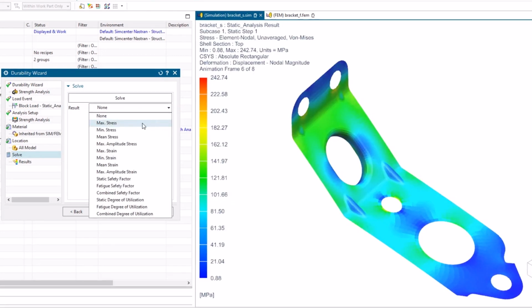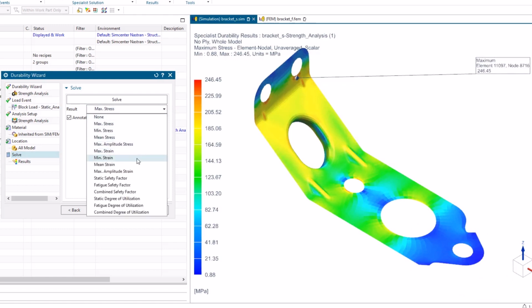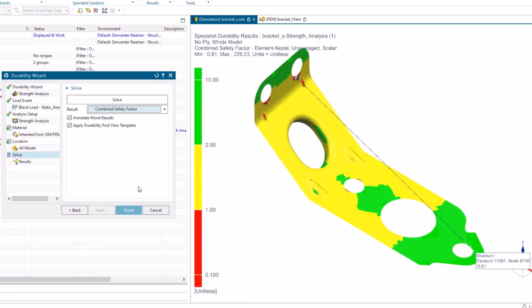Efficiently assess your design by quickly visualizing the maximum stress distribution. A contour plot of combined safety factors shows a quick overview, allowing you to see if the design satisfies the design requirements for both static and fatigue safety factors.